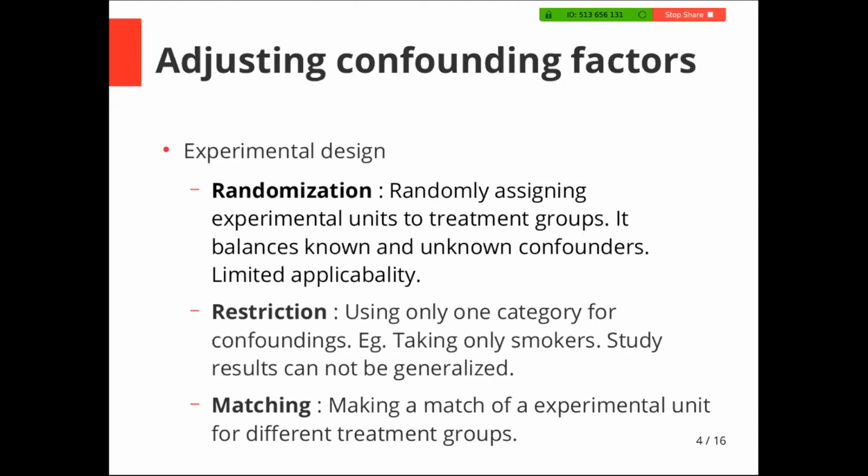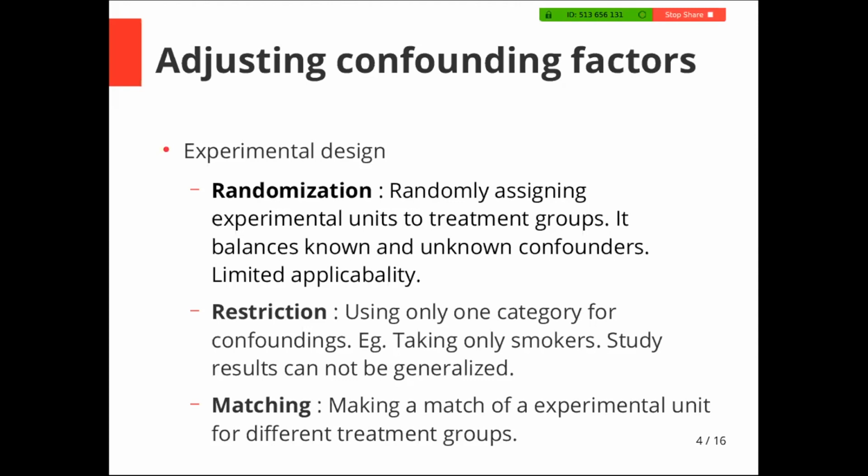Another approach is restriction. In restriction we can take only those subjects, those experimental units, that do not smoke. So we do not take that factor into account. That can eliminate the confounding factor effect, but the problem is we cannot generalize our experiment to the population. There are people smoking and non-smoking, so our study cannot be generalized. So it also has some limitation.